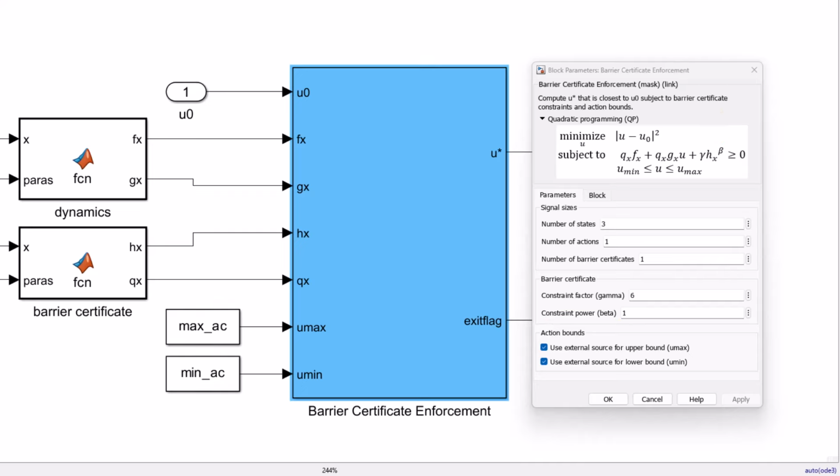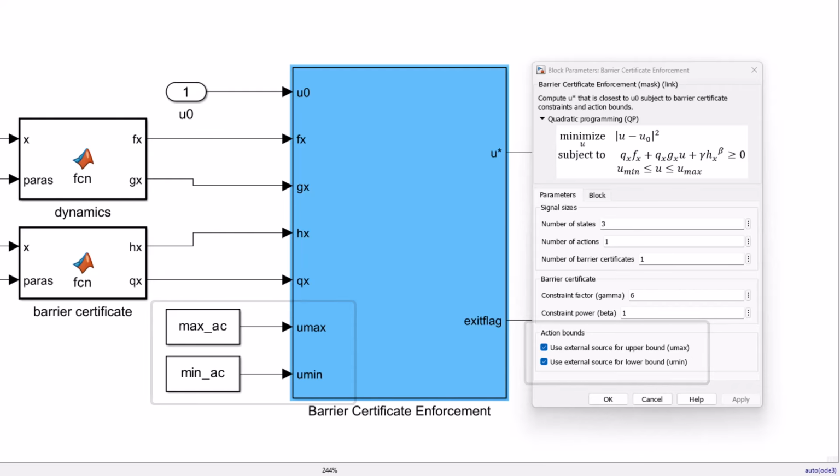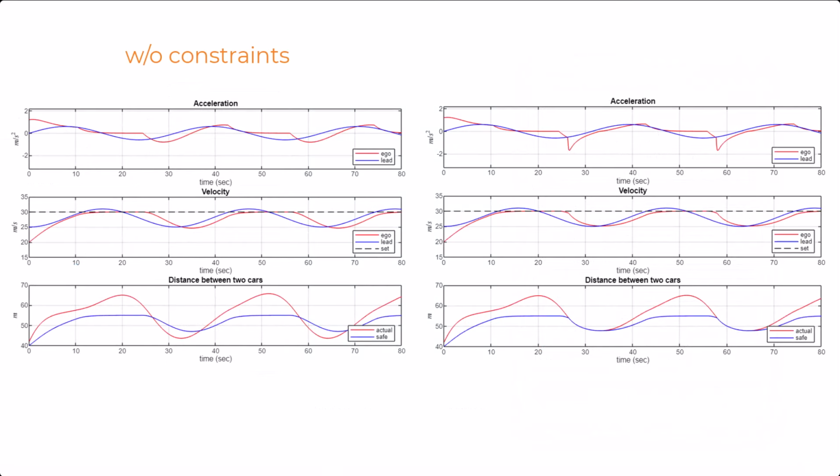Alright, so with that we have all the signals and the parameters that are required. We have also enabled the action bounds for the control input, so we can limit the control actions that the control barrier function block commands. Let's now run the simulation and verify if the minimum distance threshold between the vehicles is being met. The plots on the left are the previous results with the constraint enforcement disabled, and the plots on the right are with the barrier certificate enforcement enabled.